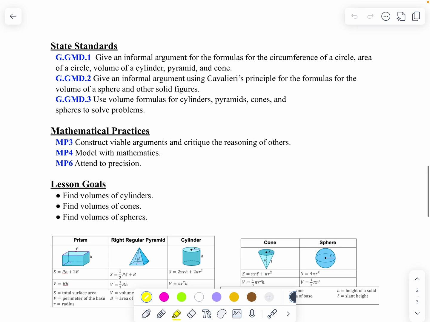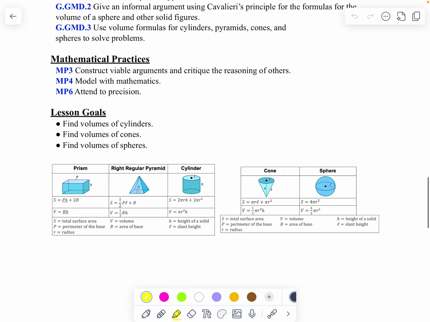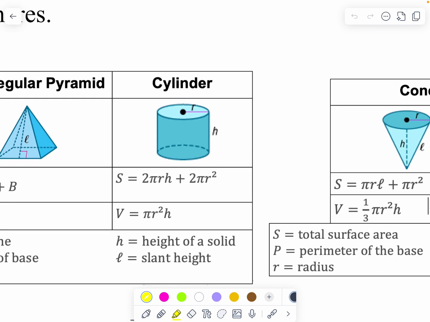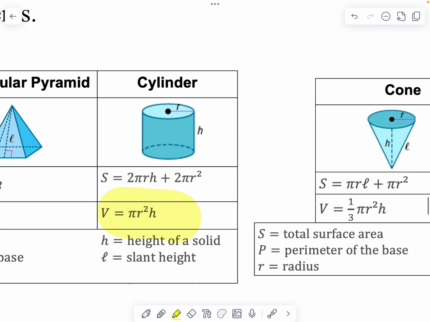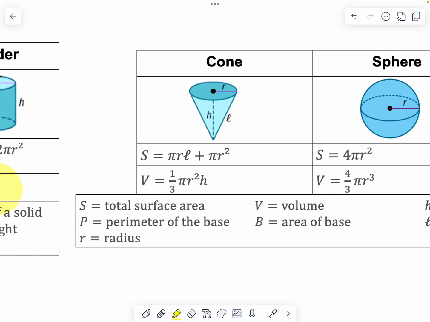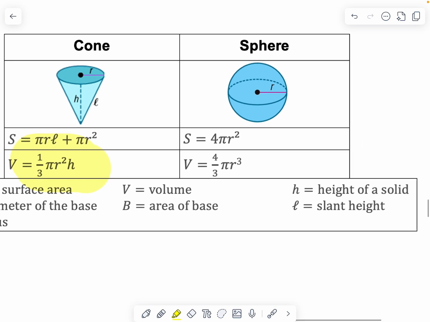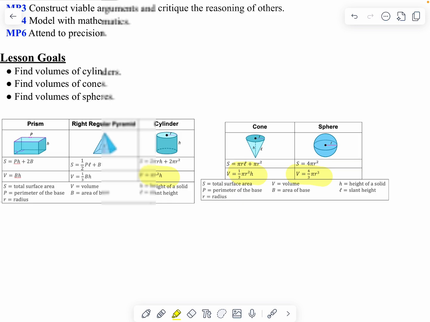And what we're going to look at today is exactly what I said: the volume of a cylinder, which is pi r squared h, the volume of a cone, which is 1/3 of that, 1/3 pi r squared h, and the volume of a sphere, which is 4/3 pi r cubed. We've done a little bit of these before, but we're going to do a little bit more today.